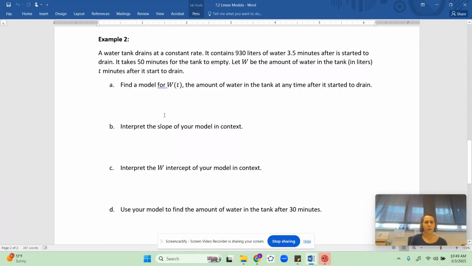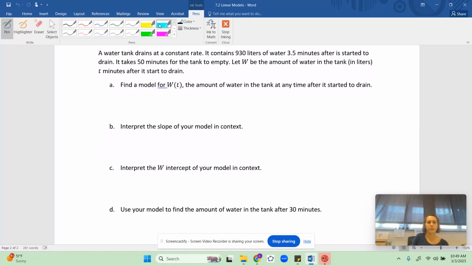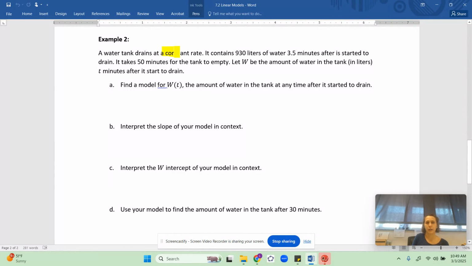Okay. For example 2, we have a water tank that drains at a constant rate. Again, when you see the words constant rate, you think linear function because the rate of change is constant. It contains 930 liters of water 3.5 minutes after it started to drain. So we have water leaving the tank. It takes 50 minutes for it to be empty.